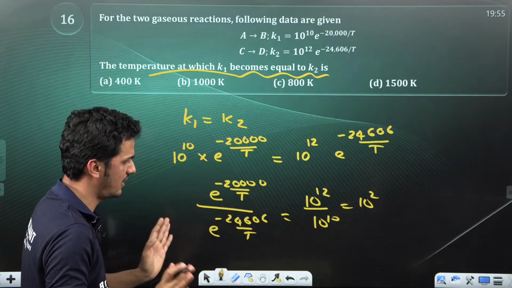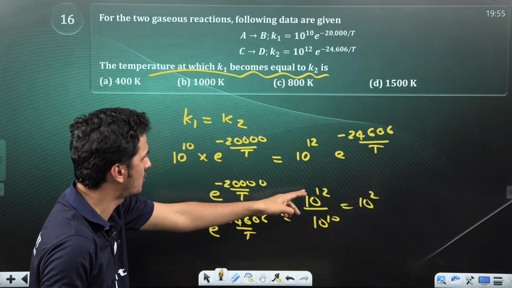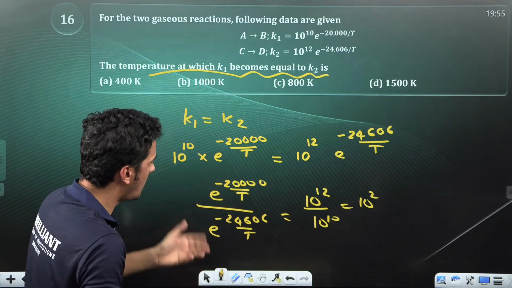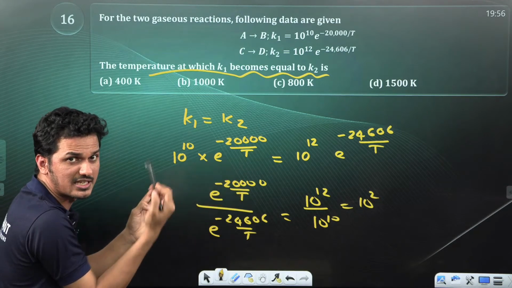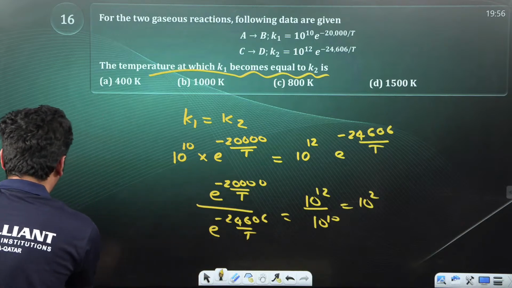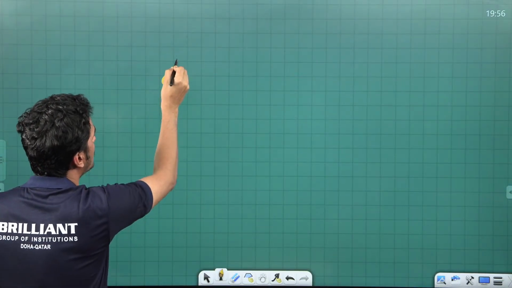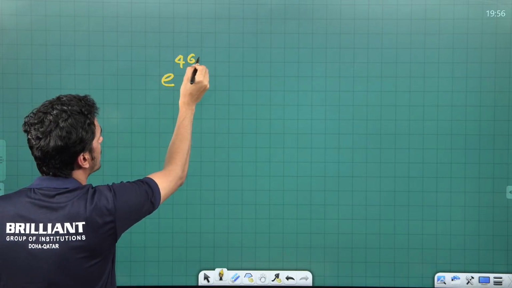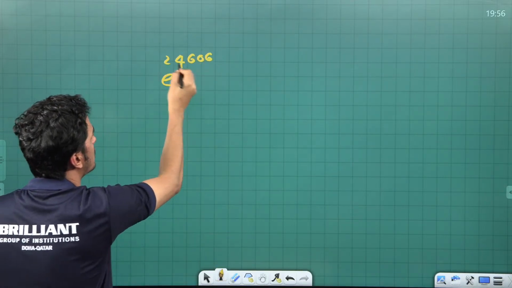Now you can see that is 10 to the power 12 divided by 10 square. Now this is a raised to x divided by a raised to m, so a raised to x minus m will come. This minus will go to the top, which means it will become plus. Now I am writing the next step here. You can see, so now it will be e raised to 4,606 by T.